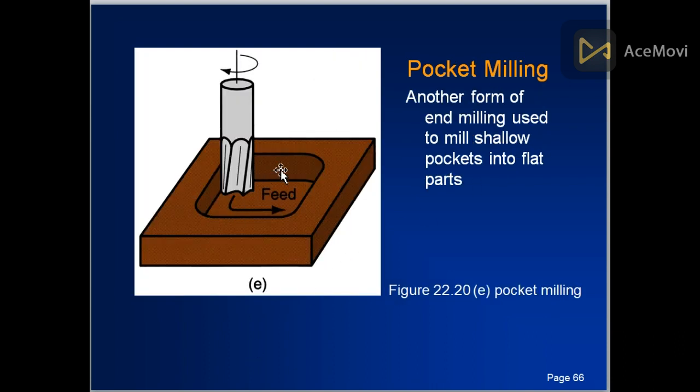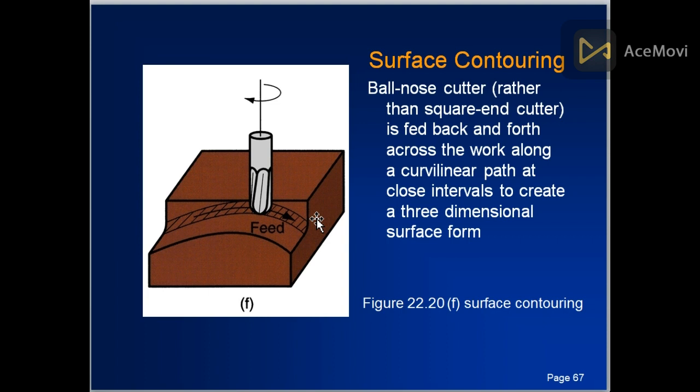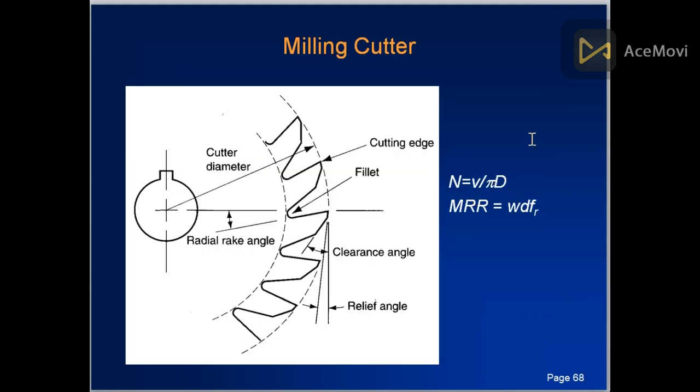Pocket milling is a form milling in which a pocket is made in some work part like slotting, but slotting is another thing and this is another thing. Surface contouring is where a ball nose cutter is used to make a contour on the upper surface, and this is a curvilinear path for closed intervals to create 3D-like structures.